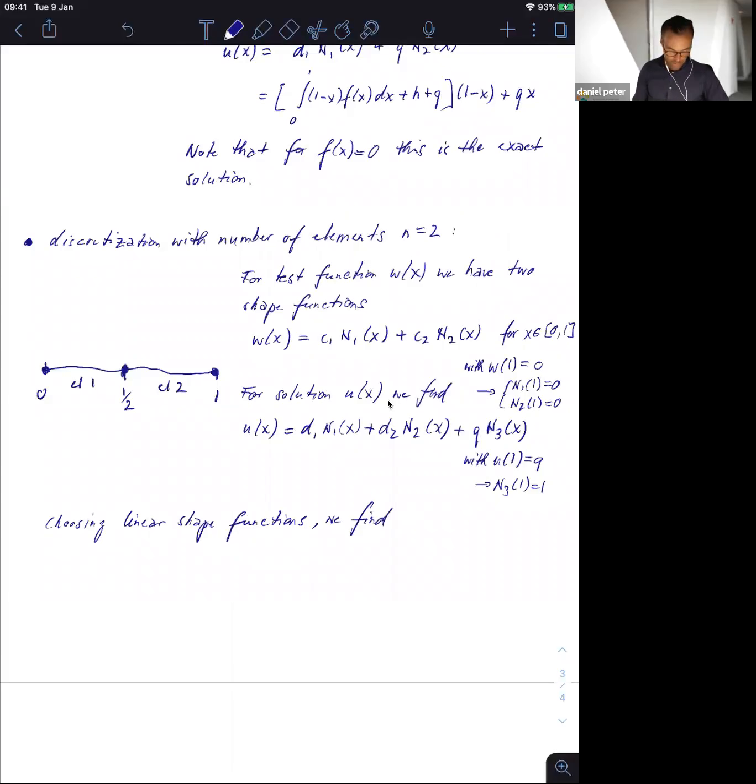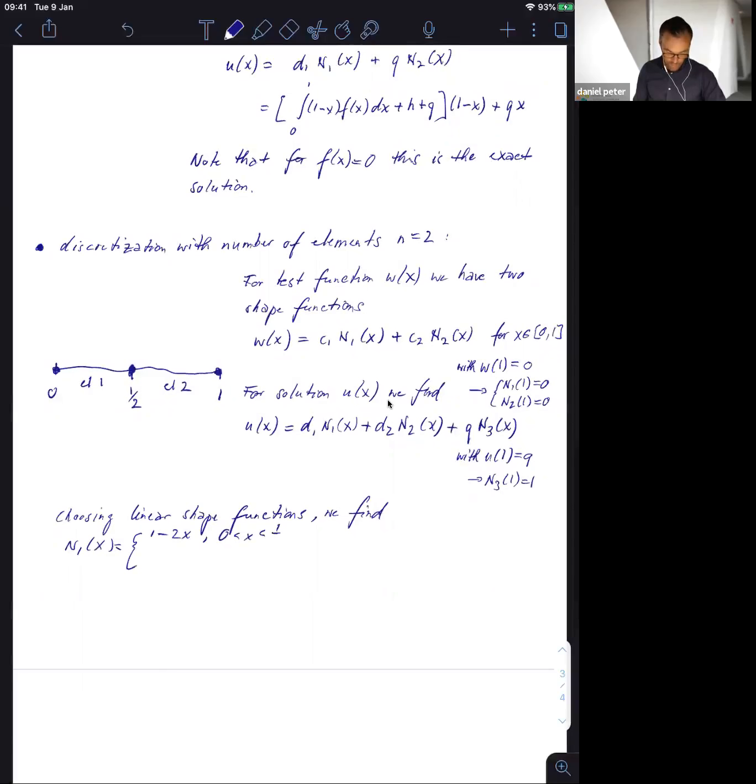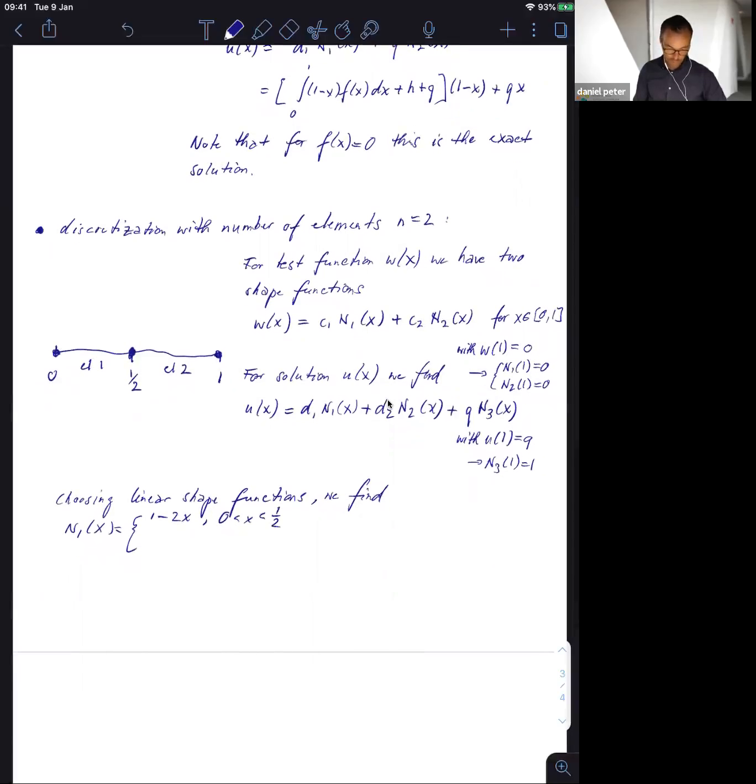In this case, let me write it down to show you. So our first shape function, n1, will be 1 minus 2x for the range between 0 and 1/2, and it will be 0 from 1/2 to 1.